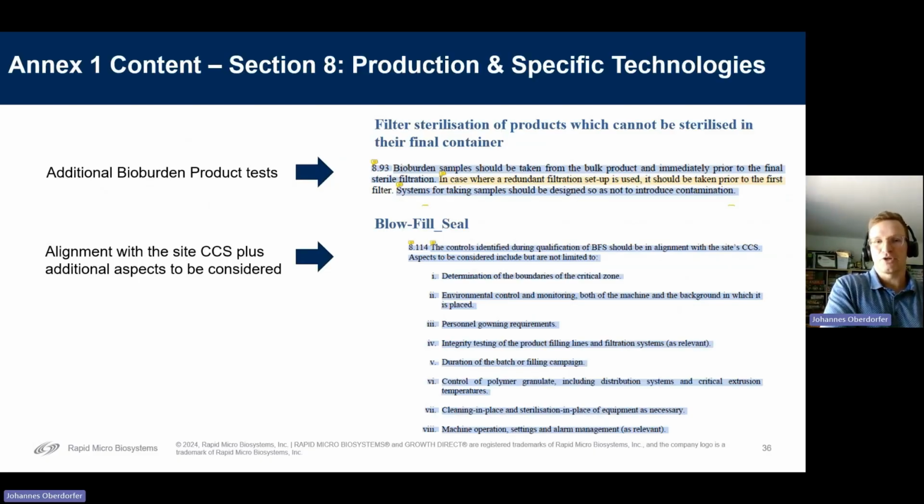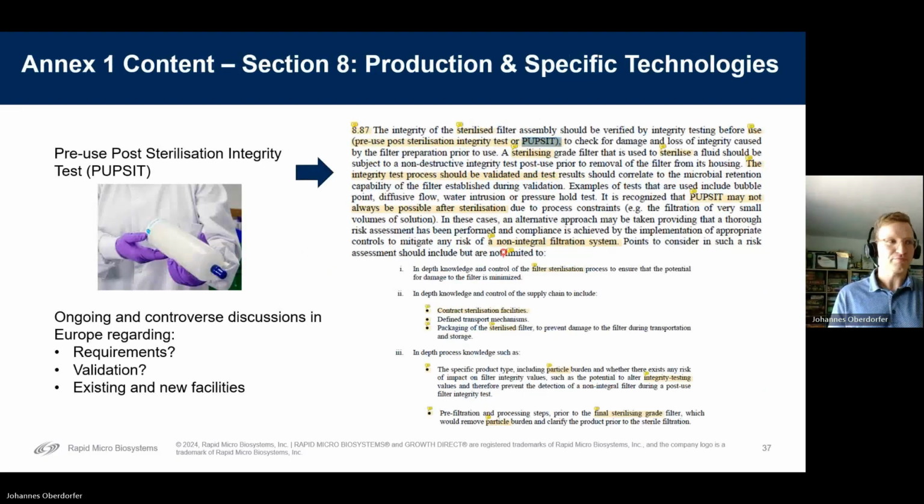Well, yeah, in the Section 8 production-specific technologies, there's a part of additional bioburden product testing where it makes sense, and where it's designed so that we can introduce and look into other steps throughout the bioburden testing. And then the blow-fill seal, alignment with the site CCS, plus additional aspects that are listed here. You see blue, this means completely new and redone. Have a look into this one.